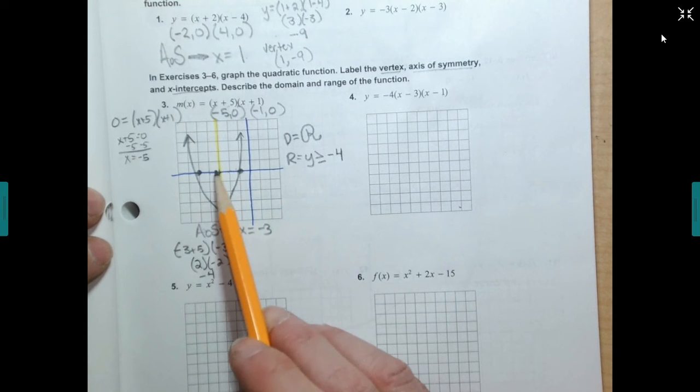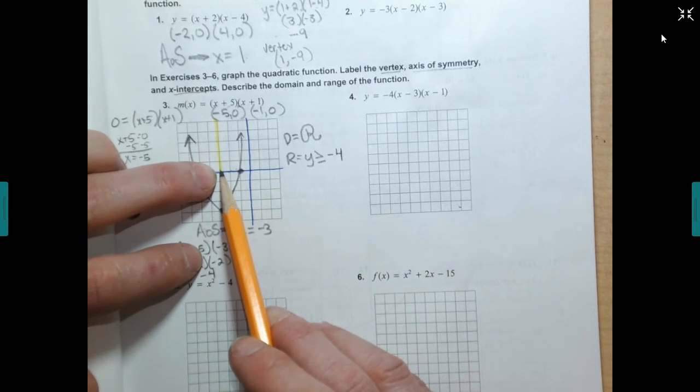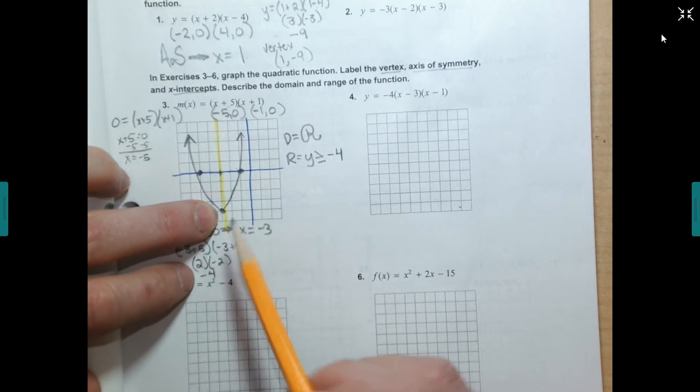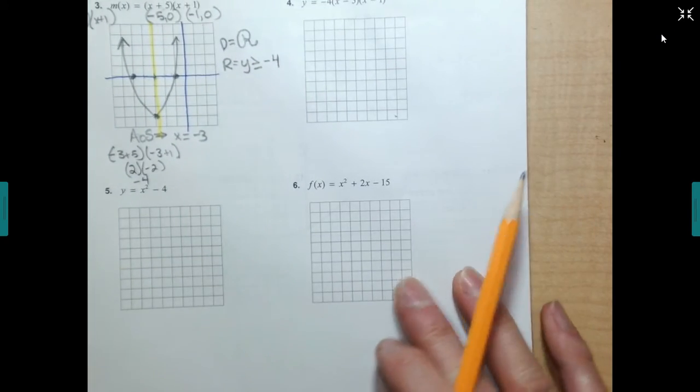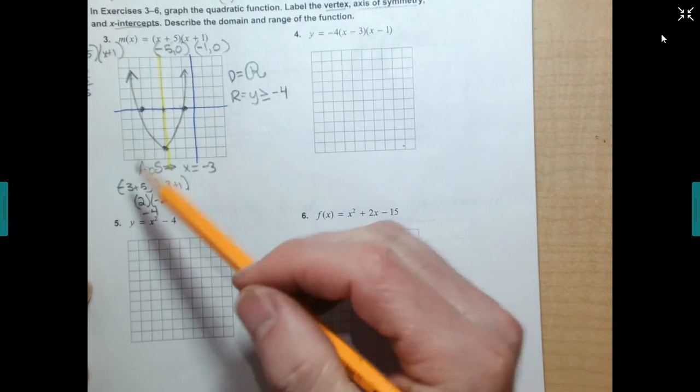the axis of symmetry being straight in the middle of the x-intercepts, and then plugging in the axis of symmetry is going to give us our vertex. All right, let's try it again. Go ahead and pause, try number 4 on your own, and then we'll get the rest.